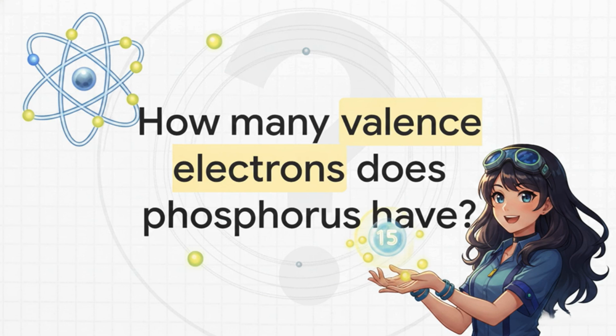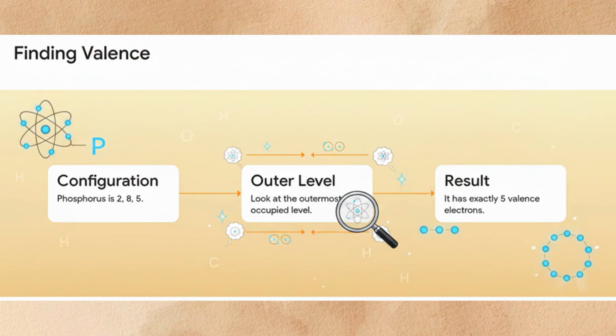Hero challenge 3. How many valence electrons does phosphorus have? The atomic number of phosphorus is 15. Pause. Back. Configuration of phosphorus: 2, 8, 5. So the outer level contains 5 electrons. So valence electrons: 5.